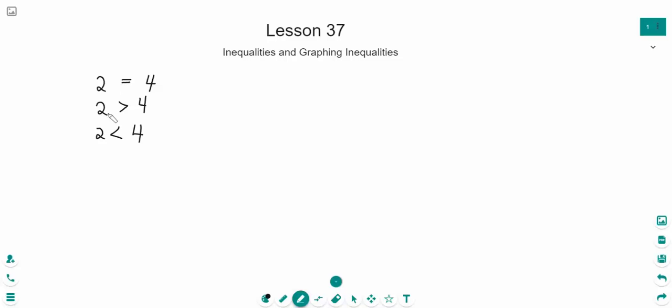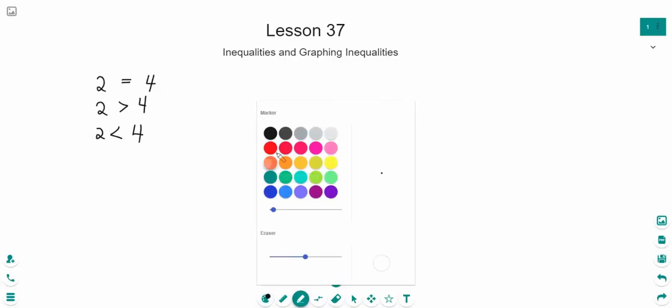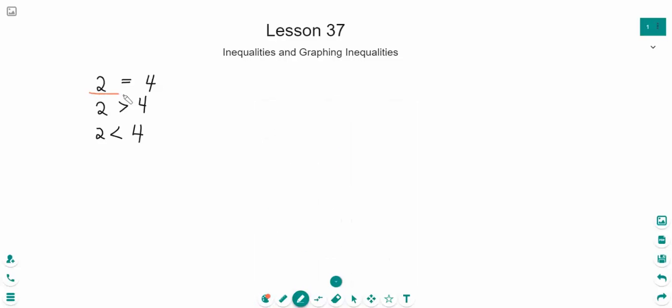2 is equal to 4, 2 is greater than 4, or 2 is less than 4. And in fact, those are the only three ways that I can compare these two numbers. Try to come up with another one, and you won't be able to. There's only three ways that we can compare them. 2 is either equal to 4, or it's greater than 4, or it's less than 4. There's no other option there. So those would be the three, and of those three, we've talked extensively already about this first scenario.